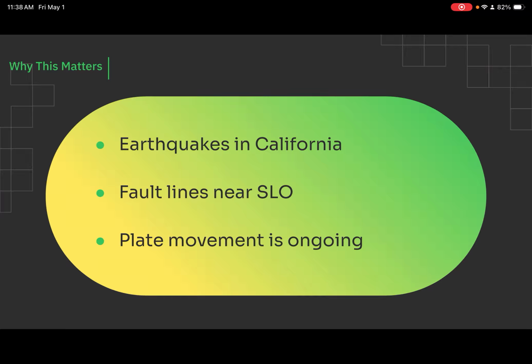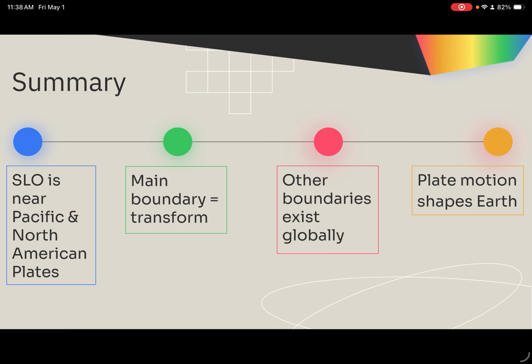And then in summary, SLO sits at the boundary between the Pacific and North American plates. And the main interaction here is a transform boundary, which causes the earthquakes. And the other types of boundaries, like convergent and divergent, are still important to know about, and they help shape the earth in many different ways to what it is today.